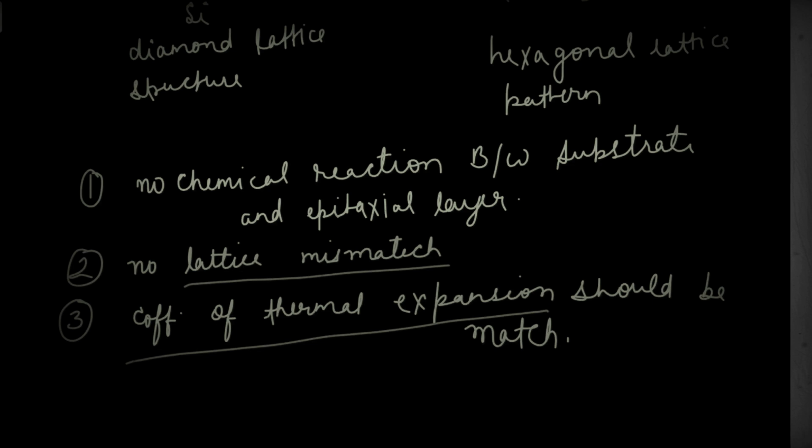Another example of heteroepitaxy is aluminum gallium arsenide on gallium arsenide. In this case, we have a perfect lattice matching.